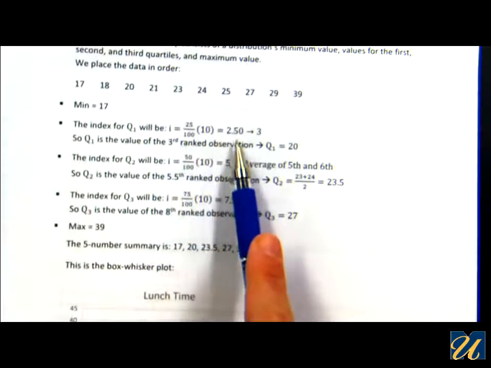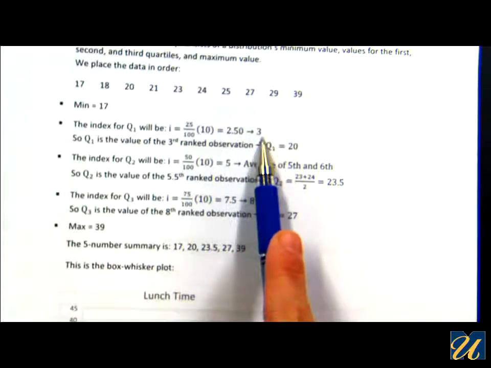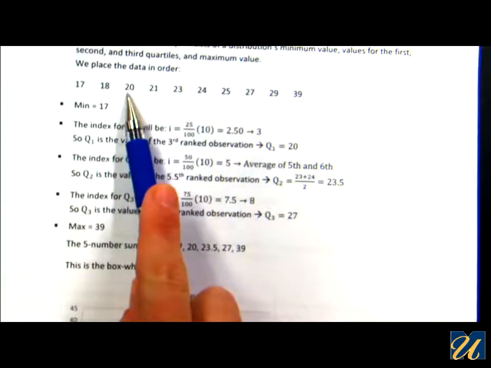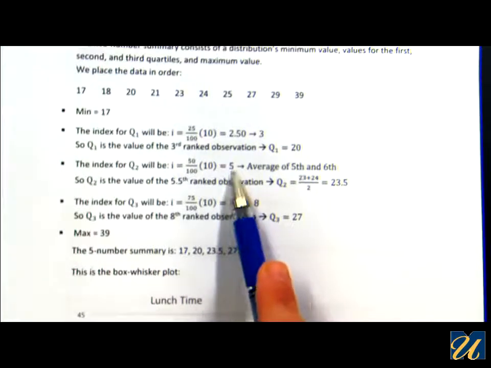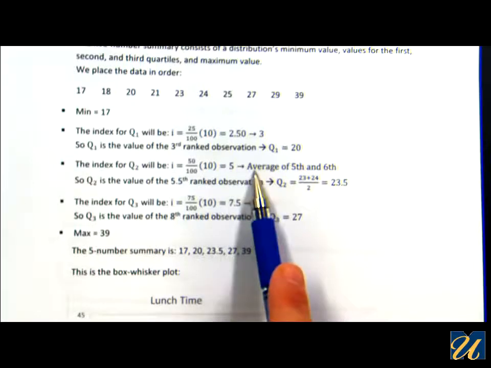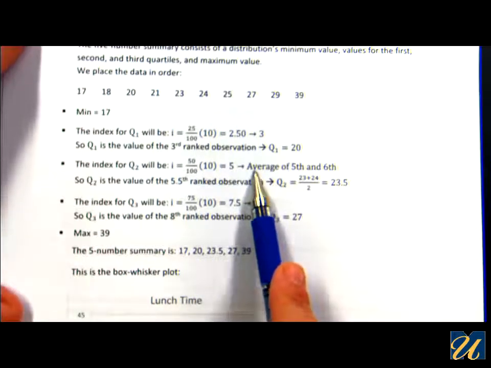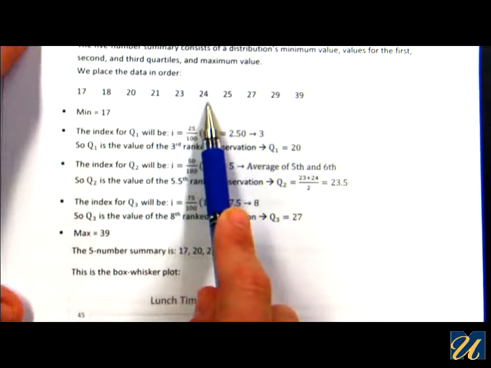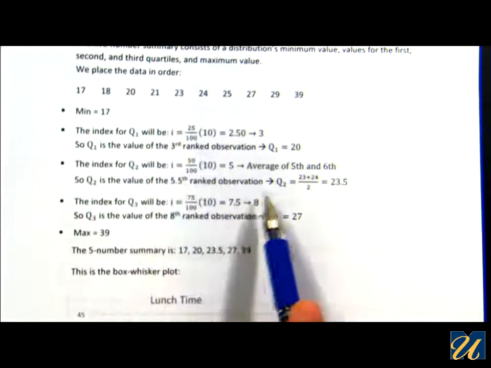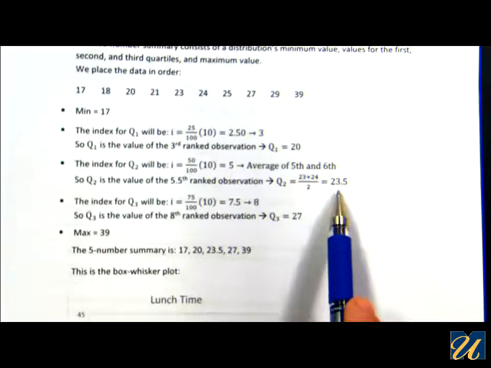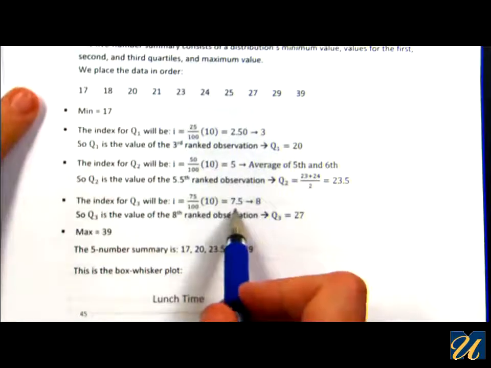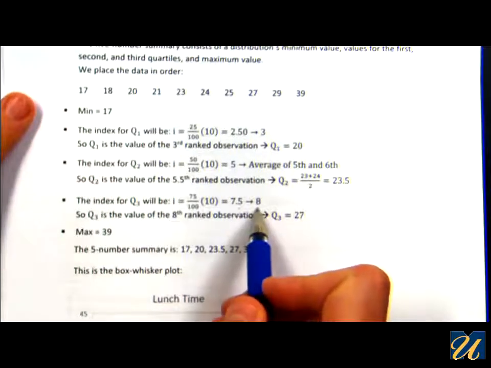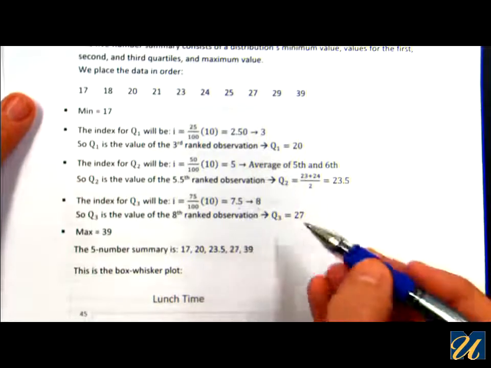For Q1, the index is 2.5. We round up to 3. We take the third ranked observation, which is 20. For Q2, index I is 5, which means we have to take the average of this position plus 1, the 5th and 6th observation. 5th observation is 23, 6th observation is 24, 23 plus 24 divided by 2, this would be 23.5. So the 50th percentile, Q2, is 23.5. For Q3, index I is equal to 7.5, we round up to 8, we take the 8th ranked observation, which is equal to 27.